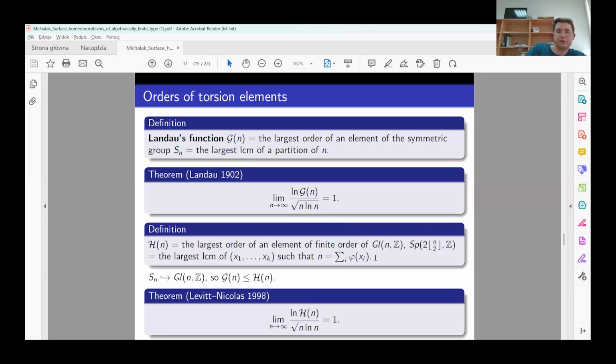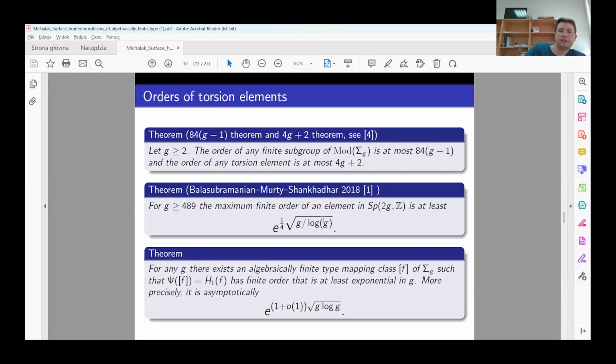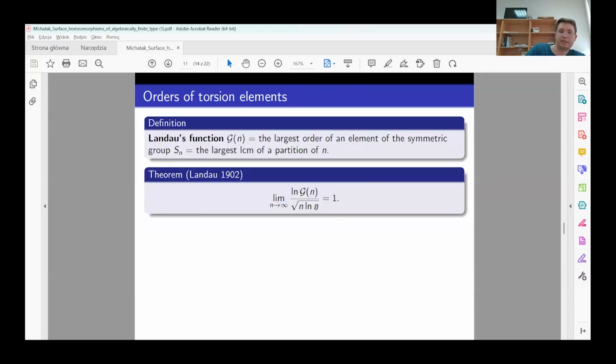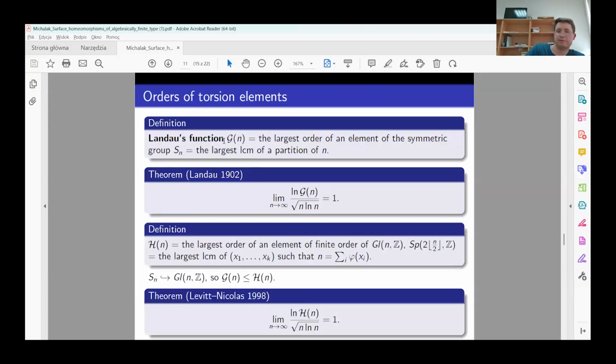And if we define the largest order of a matrix in the symplectic group, then Levy and Nicholas showed that this asymptotic behavior is the same as for the Landau function. So using such a nice construction, for any given n, for example for the maximal value of the Landau function, there is some partition of the number n, as we have the partition of a permutation into cycles.